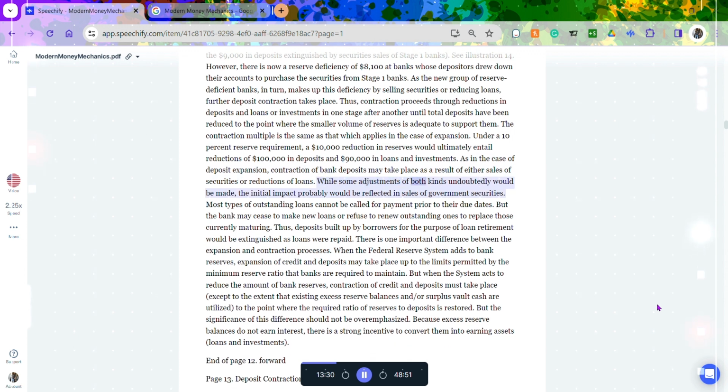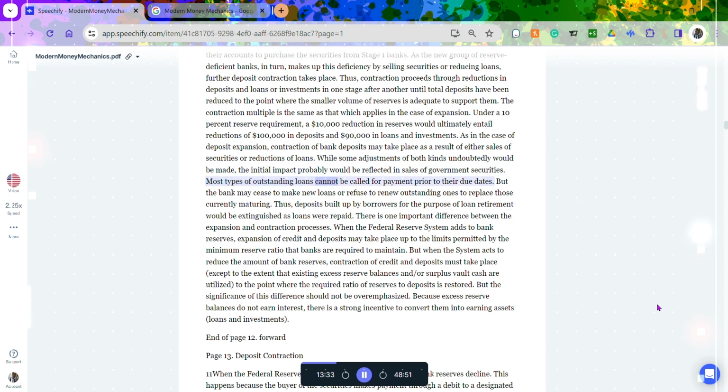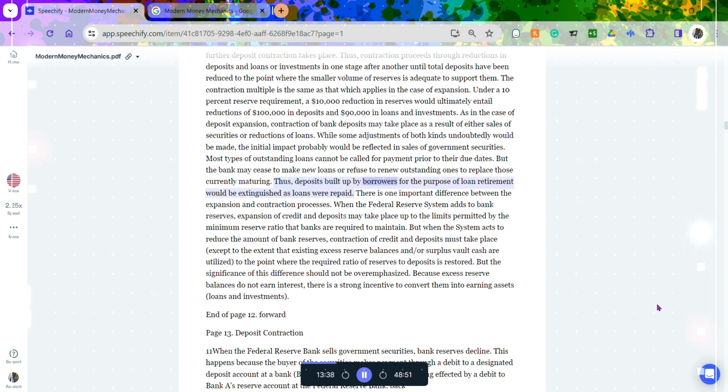While some adjustments of both kinds undoubtedly would be made, the initial impact probably would be reflected in sales of government securities. Most types of outstanding loans cannot be called for payment prior to their due dates. But the bank may cease to make new loans or refuse to renew outstanding ones to replace those currently maturing. Thus, deposits built up by borrowers for the purpose of loan retirement would be extinguished as loans were repaid.